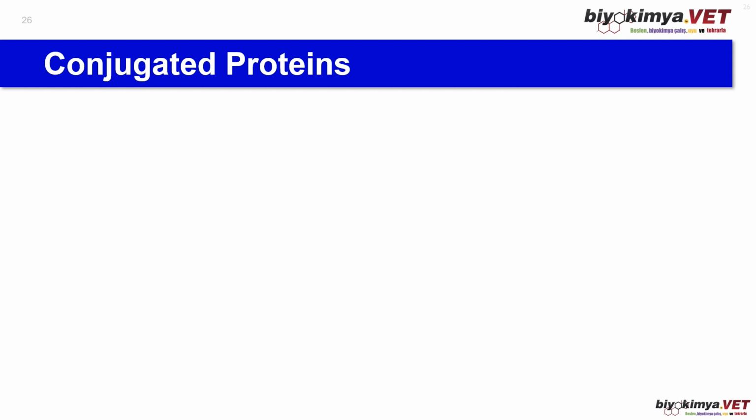It's time for conjugated proteins. These are proteins which contain another class of compounds, such as phosphate groups, carbohydrate groups, metals, nucleic acids, or chromogenic matter. Let's start with phosphoproteins.